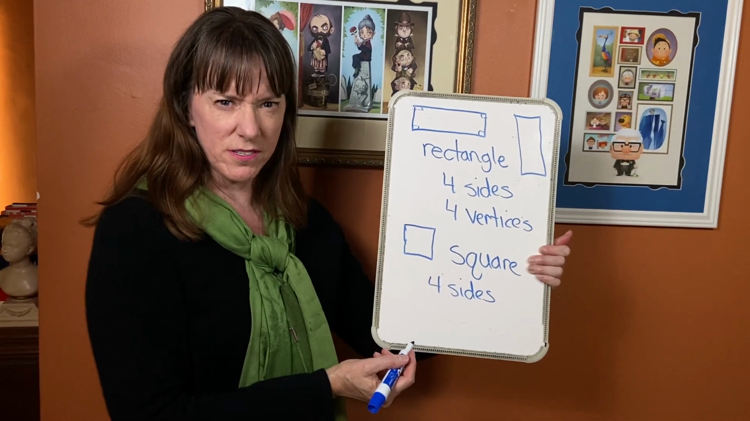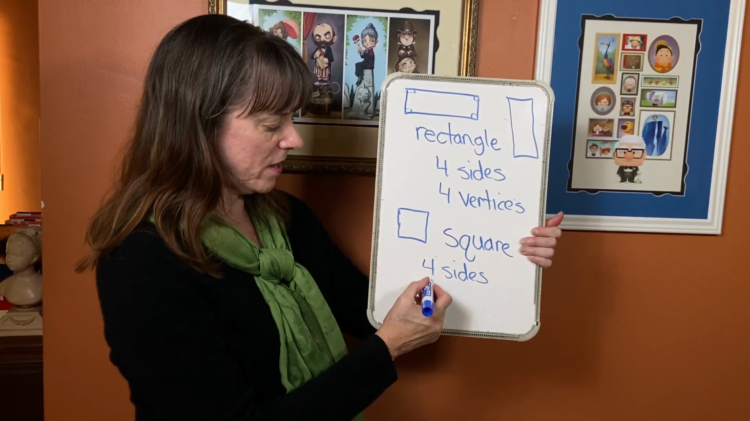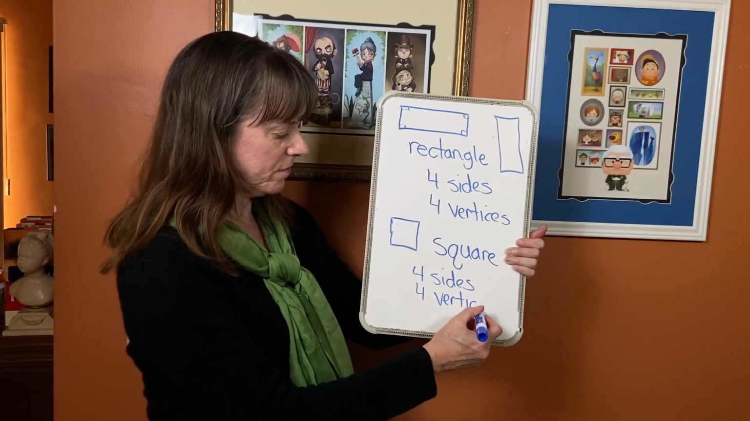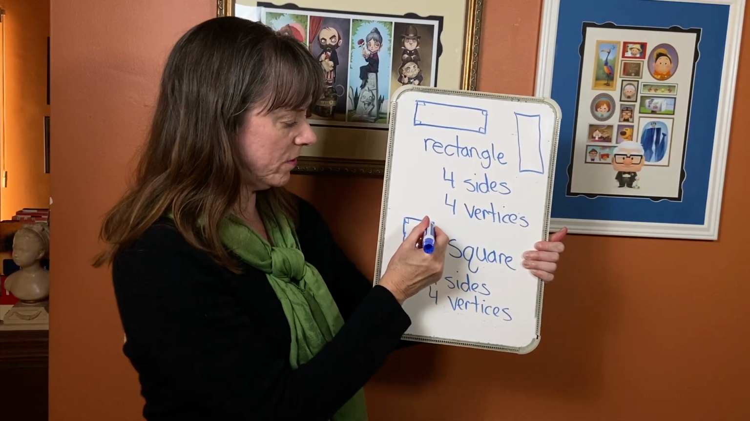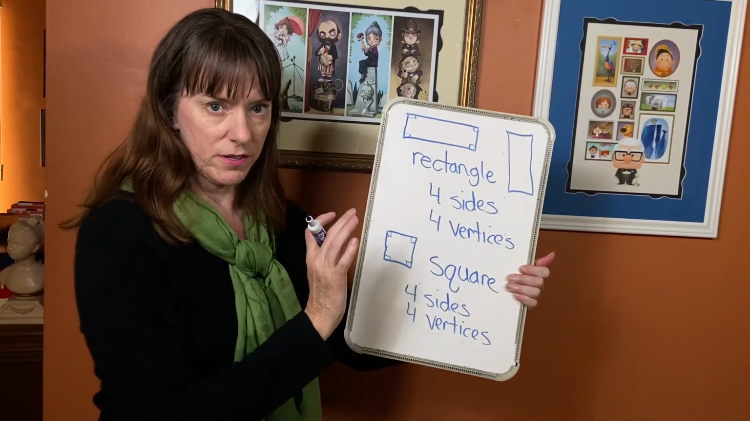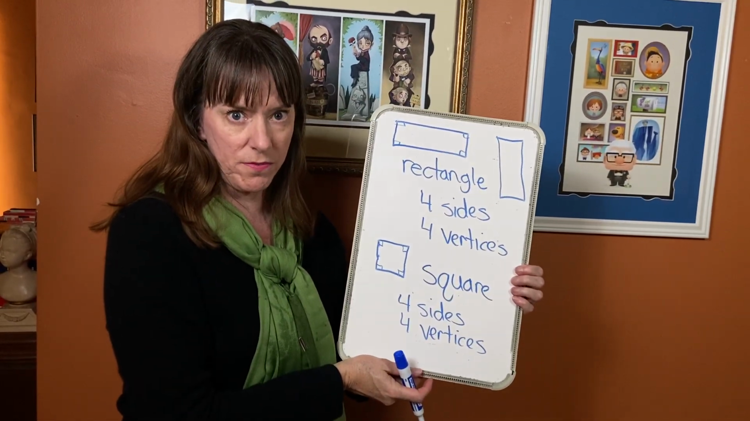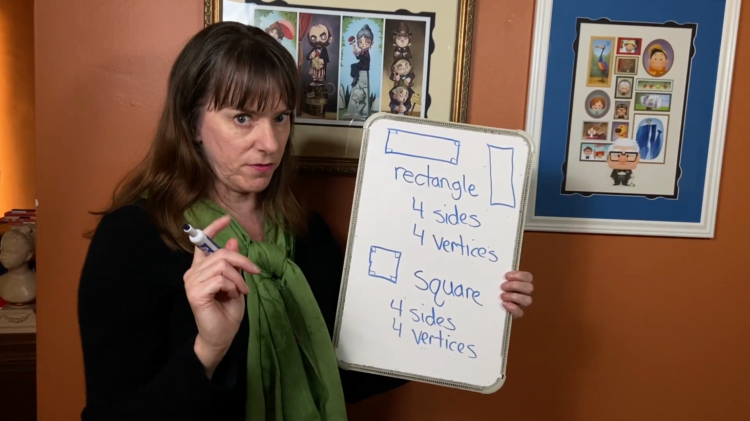How many vertices does a square have? That's right, a square has 4 vertices. And look at, just like a rectangle, all of the corners, all of the vertices, are squared. They're nice and even. So a square is actually a type of rectangle. But what makes a square special? Think for a moment.